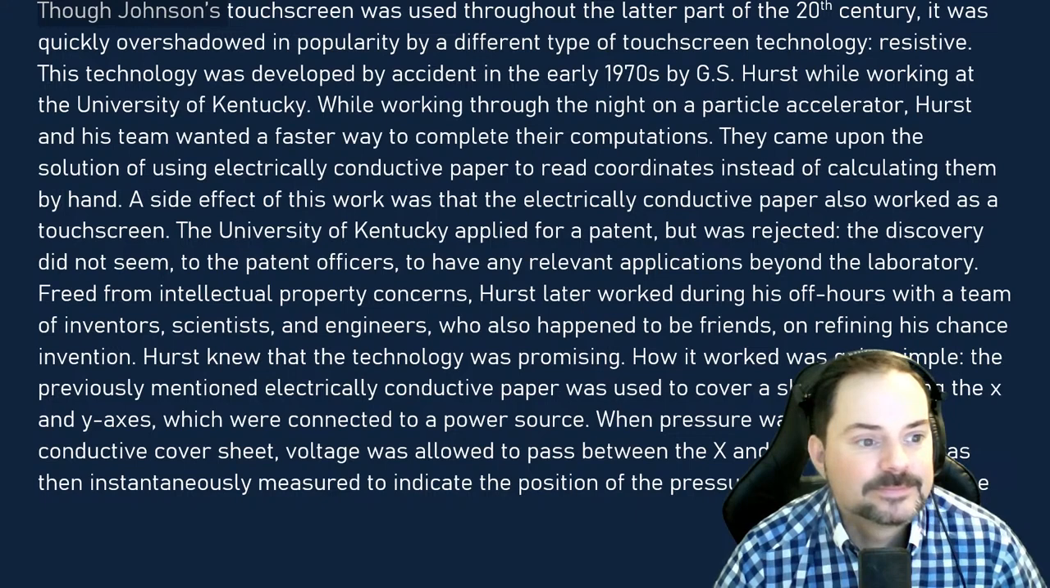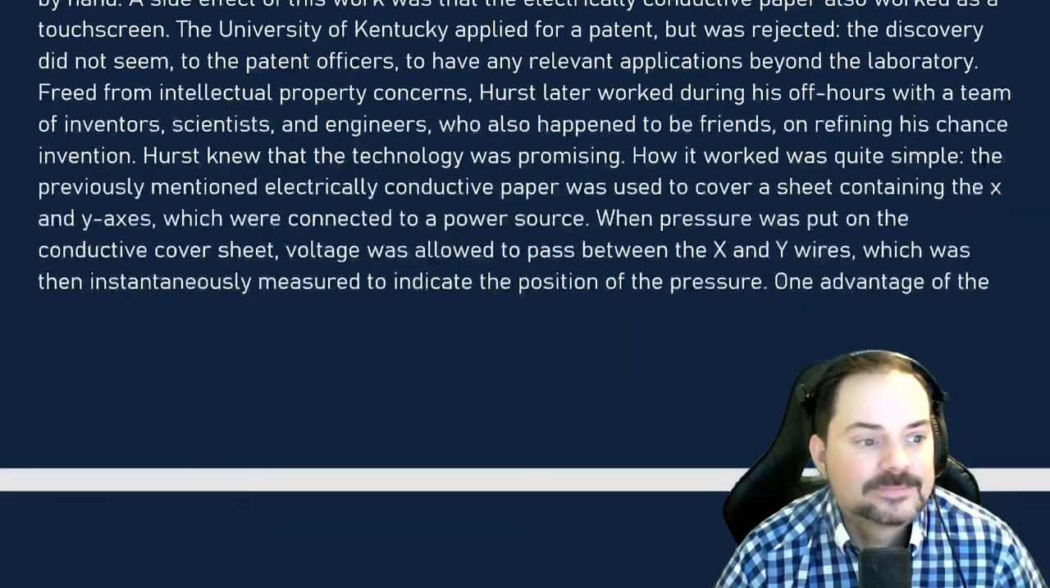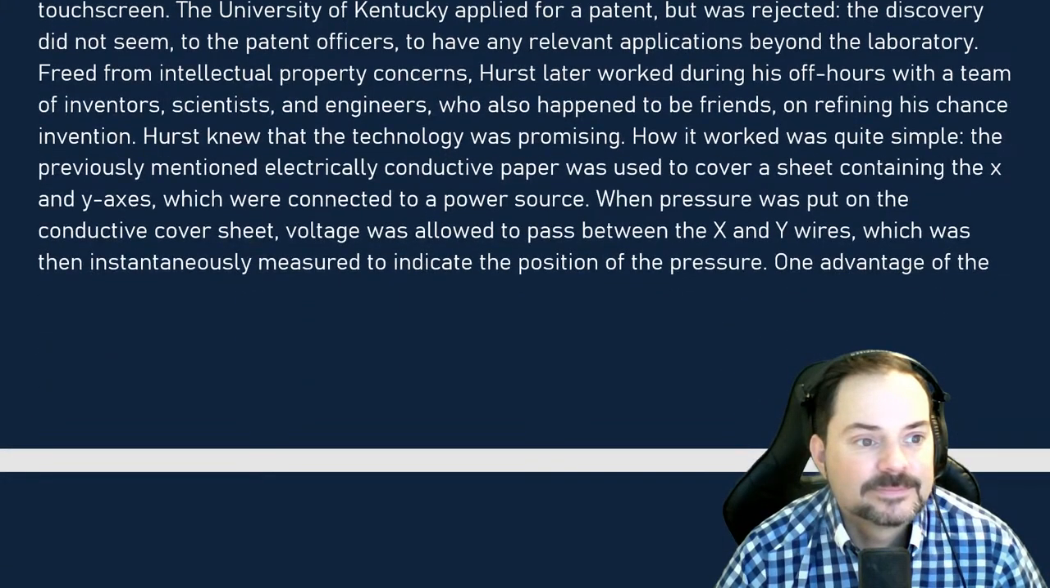accelerator, Hurst and his team wanted a faster way to complete their computation. They came upon the solution of using electrically conductive paper to read coordinates instead of calculating them by hand. A side effect of this work was the electrically conductive paper also worked as a touchscreen. The University of Kentucky applied for a patent but was rejected. The discovery did not seem to the patent officer to have any relevant application beyond the laboratory.